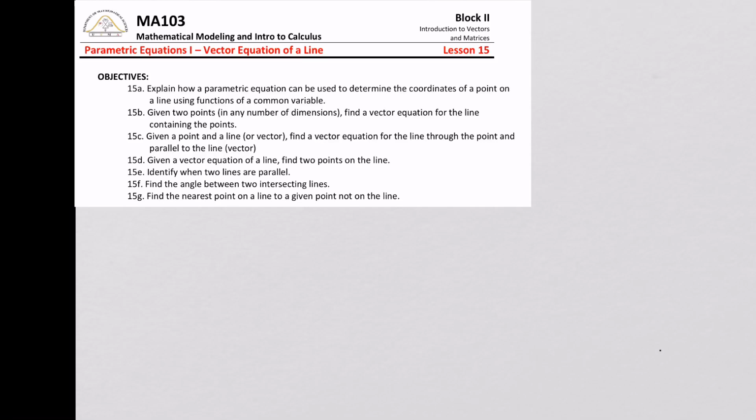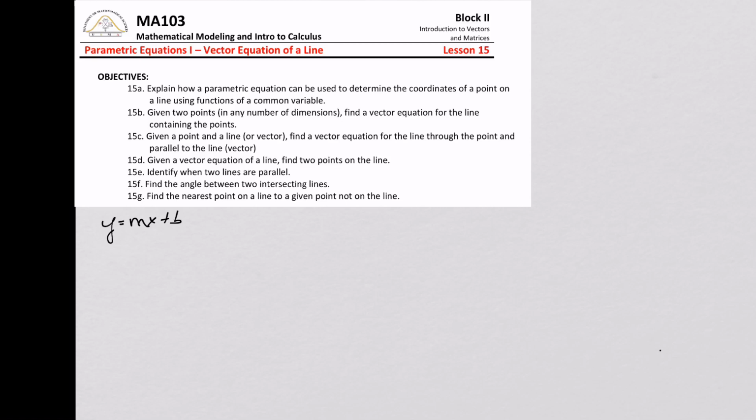Alright, welcome to lesson 15 of MA 103, where we do parametric equations 1, and I introduce you to the vector equation of a line. And so right now, I think if I asked most of you for the equation of a line, you would give me something to the effect of y is equal to mx plus b, the old slope-intercept form.